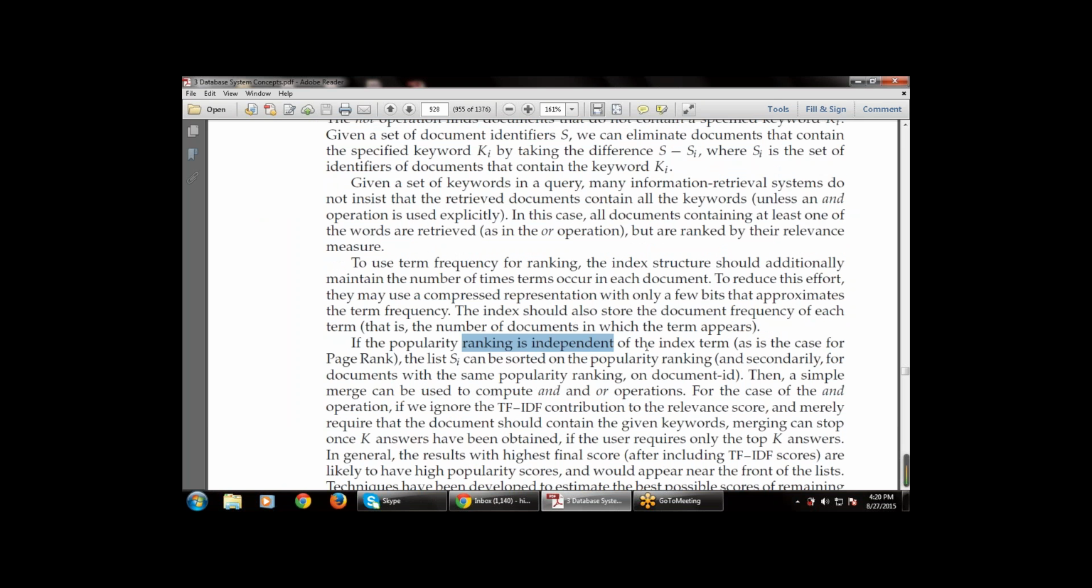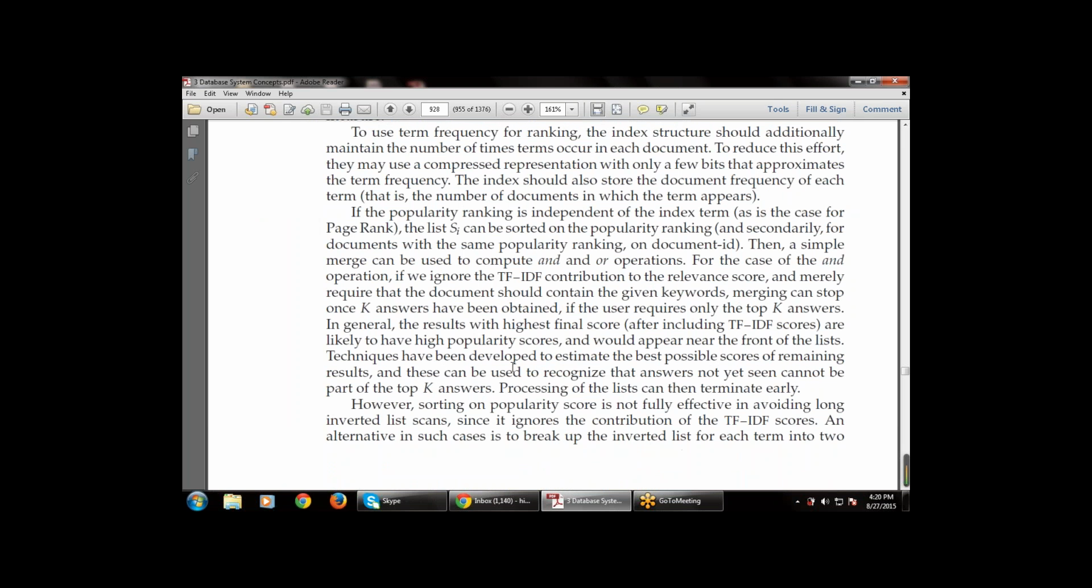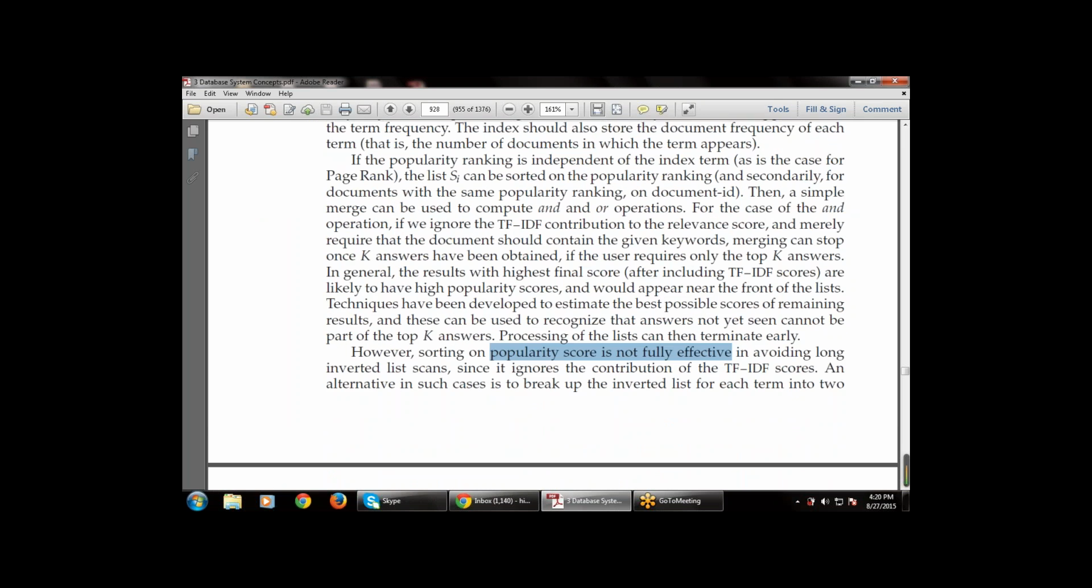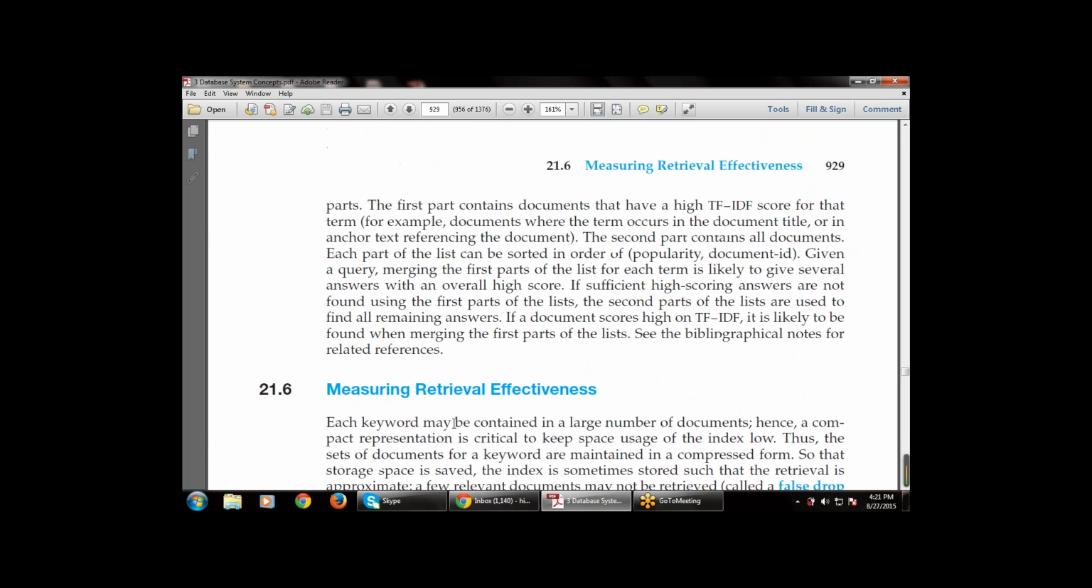If the popularity ranking is independent of the index term, as in the case of PageRank, the list Si can be sorted on the basis of the popularity ranking. However, sorting on popularity score is not fully effective in avoiding the long inverted list scan, since it ignores the contribution of the TF-IDF score.